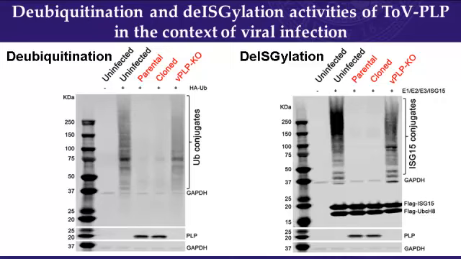As you can see, in cells infected by the parental and cloned virus, a significantly reduced level of ubiquitin-conjugated host cellular proteins was observed. But in contrast, this PLP knockout mutant is largely attenuated in this deubiquitination function. Similarly, in cells infected by the parental and cloned virus, a significantly reduced level of ISG15-conjugated host proteins was observed, but this PLP knockout mutant showed impaired deISGylation activity.